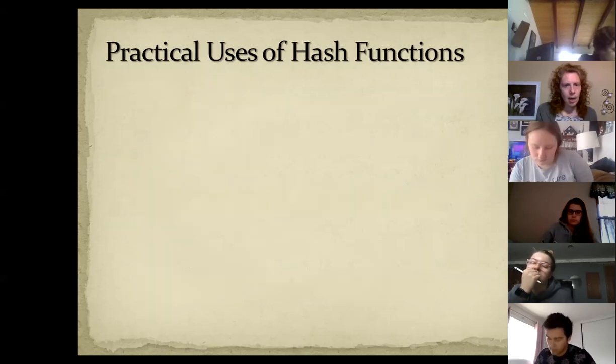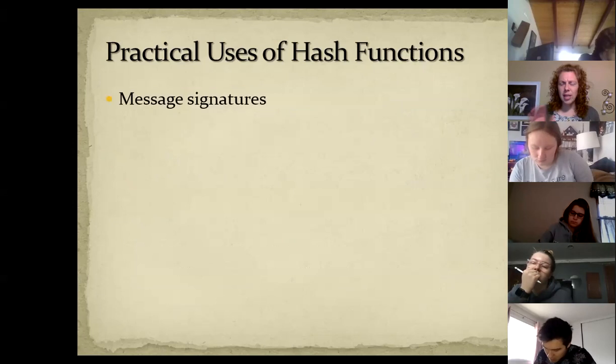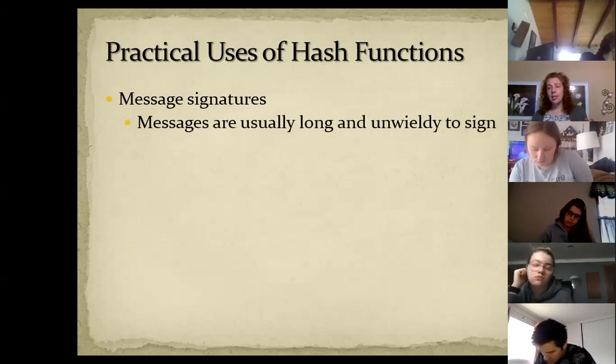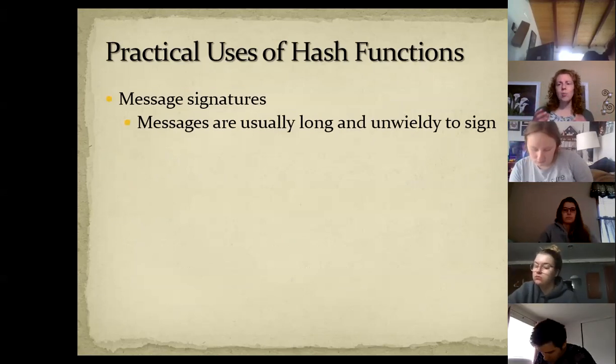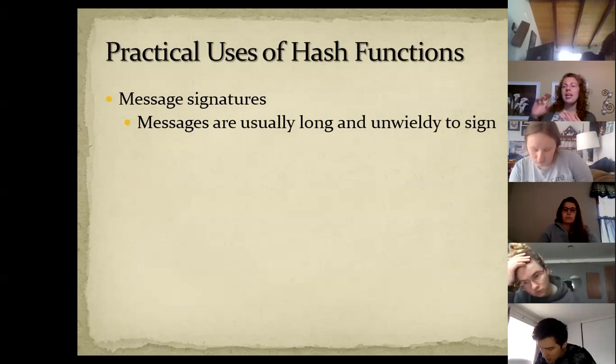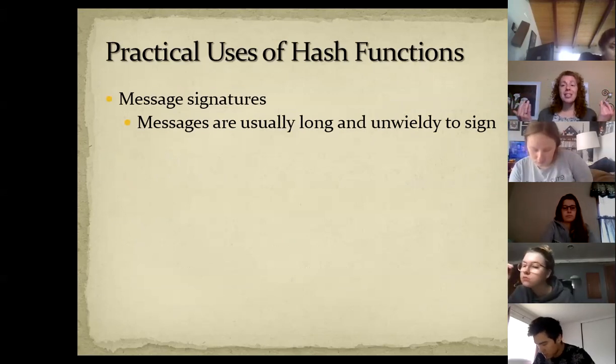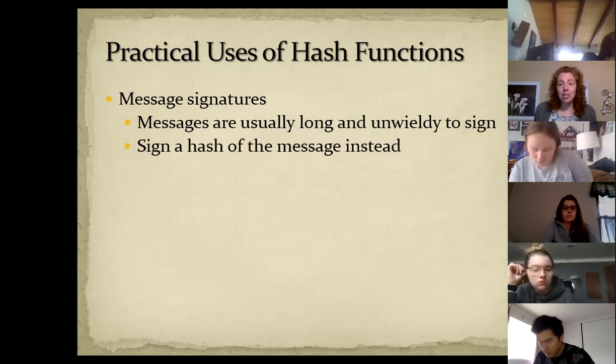Couple others. Message signatures. Remember we've got these signature schemes, right? We have a message, we sign it. We said encryption is totally different from the signature scheme. Usually a message is long and it's going to take a while to sign it. We have power mods going on in the Elgamal scheme. We've got exponentiation in RSA signature schemes. And if your message is long, that's going to be a pain to sign. So what you can do is sign a hash of the message instead.